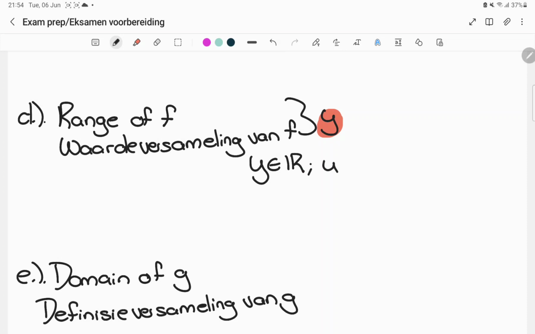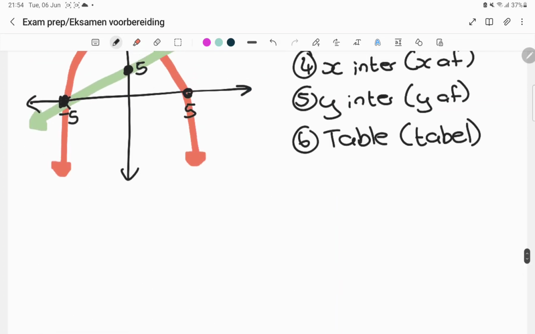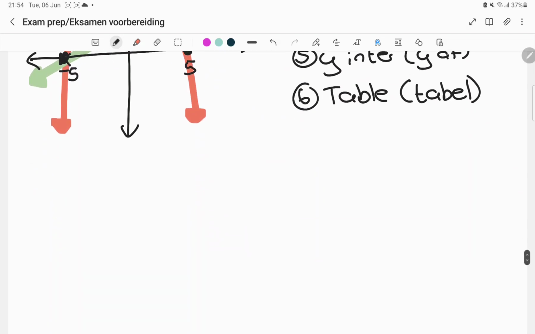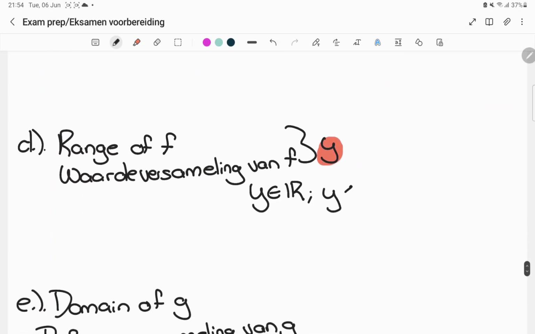a is an element of real numbers. Alright, and then y is going to be any value of y less than 25. Enige y-waarde kleiner as 25. Alright, so that's how you determine the range of a parabola. It's always going to be less or greater than whatever your turning point is.